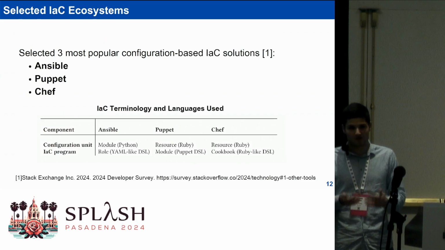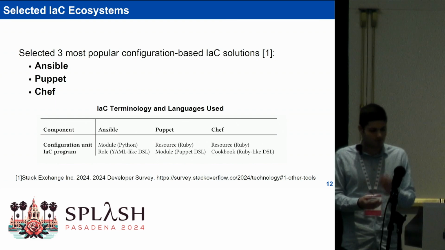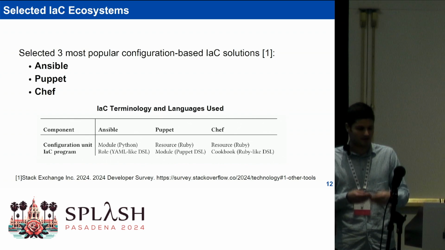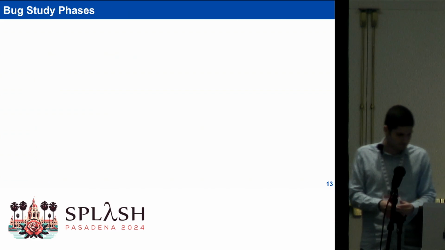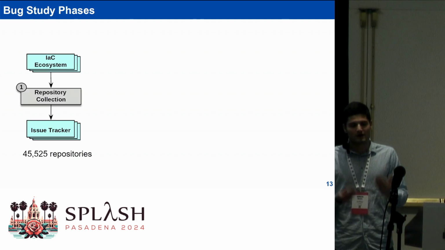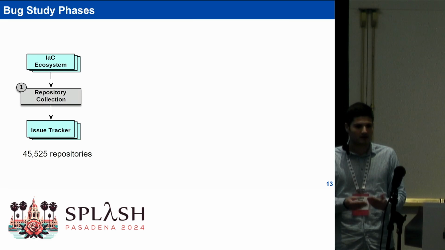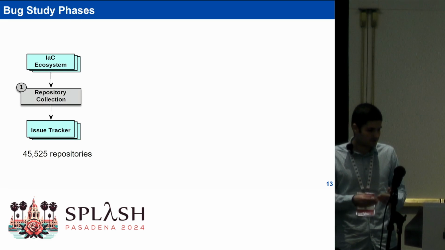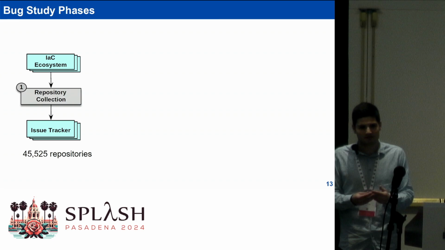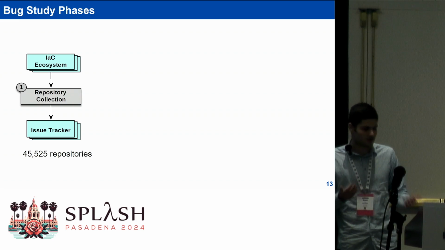To answer our research questions, we selected the 3 most popular configuration-based IaC solutions, namely Ansible, Puppet, and Ceph, and we targeted bugs that are found both in configuration units and in IaC programs. Here we can see an overview of our methodology. First of all, we accessed the official package registry of each ecosystem and retrieved all the repositories that are hosted and have associated issue trackers.